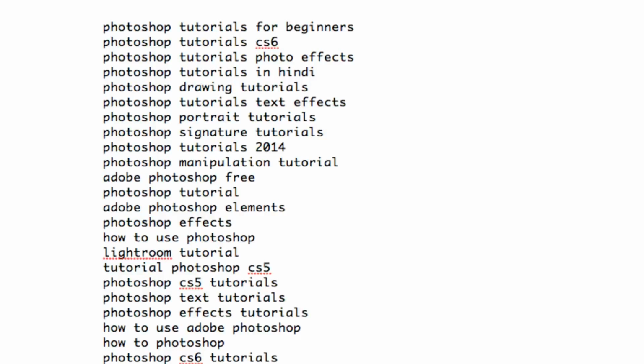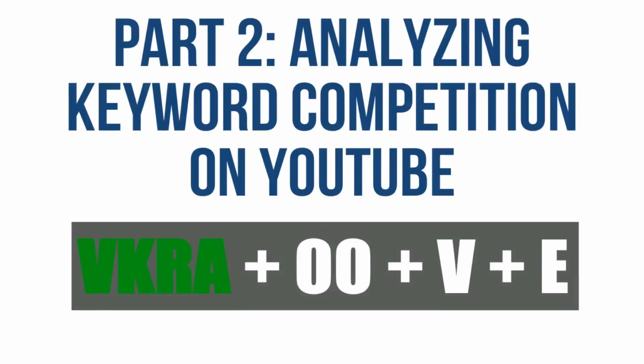And so today, you're going to take that keyword list you generated by following the exercises we went through in video 1, and you're going to analyze the competition for those keywords on YouTube to find the sweet spot. The first step is to complete the A part of the VKRA plus OO plus V plus E formula. And A stands for analyzing your competition on YouTube.